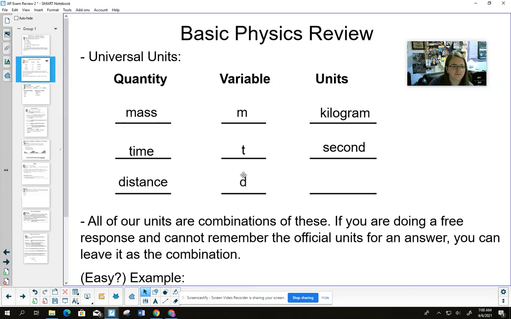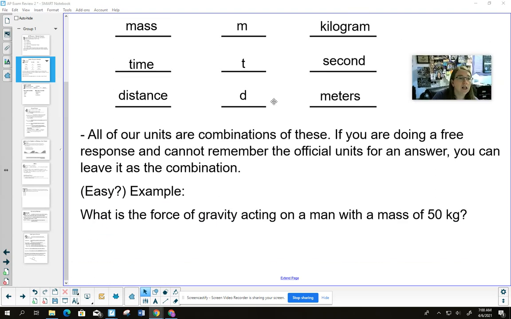Distance, same thing. D or X, actually, sometimes, especially if we're talking about position. But that's, again, meters. So once more, as you're going through any of your review problems or review material, you have to make sure that everything is in these units. Otherwise, you're going to be losing points, or possibly even just getting the wrong answer altogether. Now, besides those, we have some other special units.